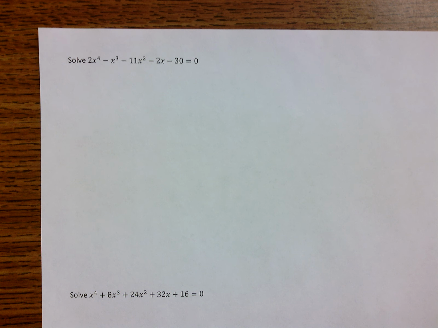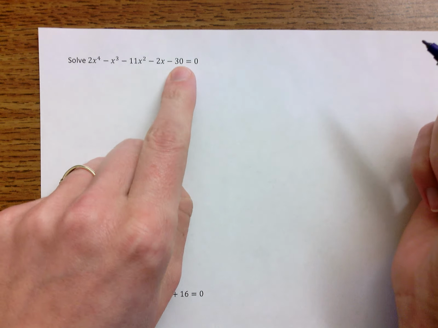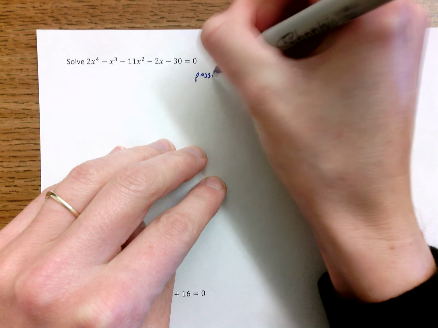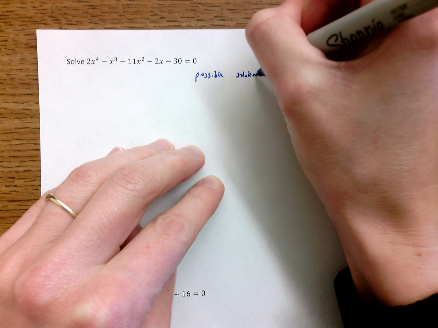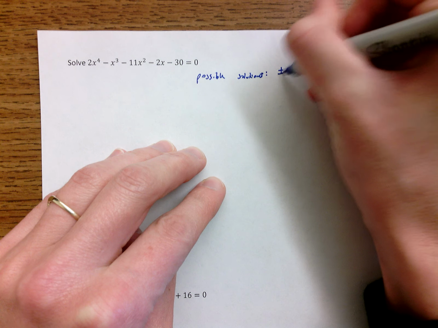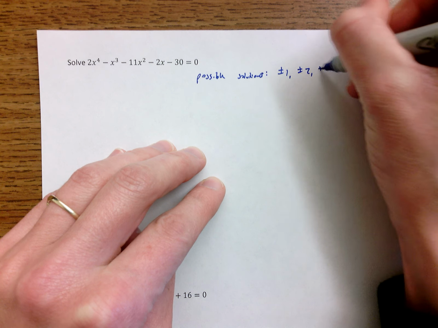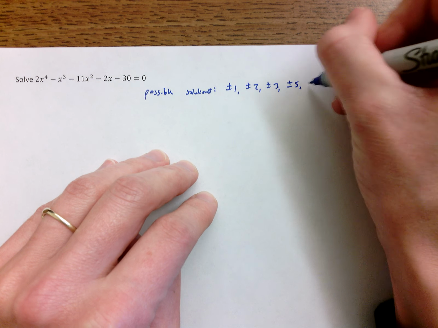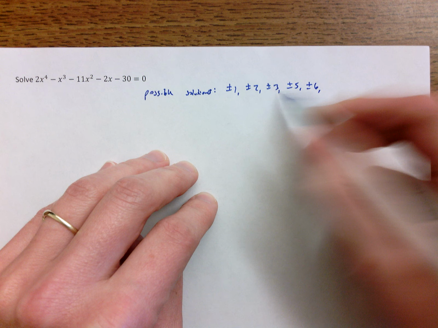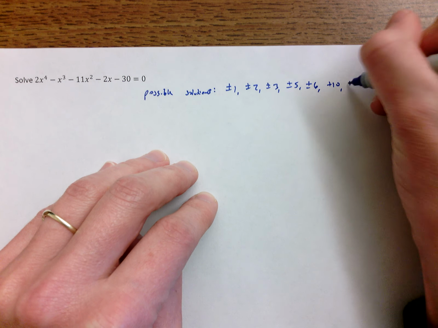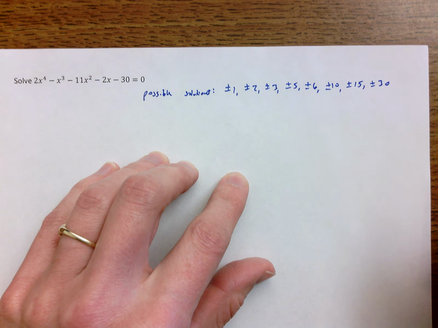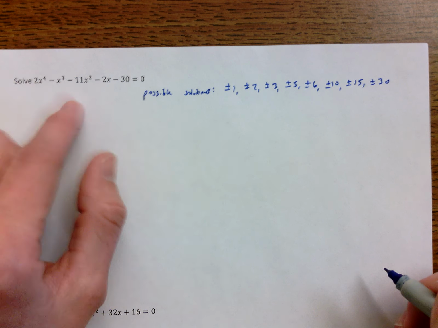Okay, so let's go through and do this one. My possible solutions would be all the factors of 30 and then all the factors of 30 divided by 2, right? So I'm going to have positive or negative 1, positive or negative 2, positive or negative 3. 4 doesn't go into 30, but 5 does. And then 6, 3 times 10, 2 times 15, and then 1 times 30. So all of those are my possible solutions, and then all of those divided by 2.